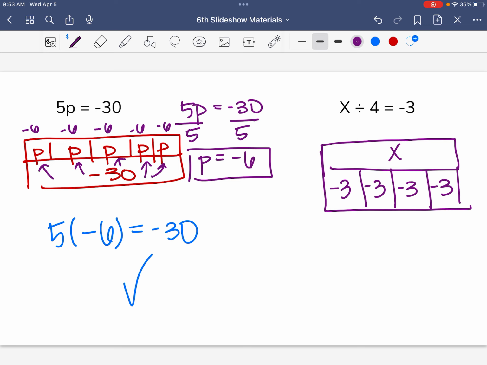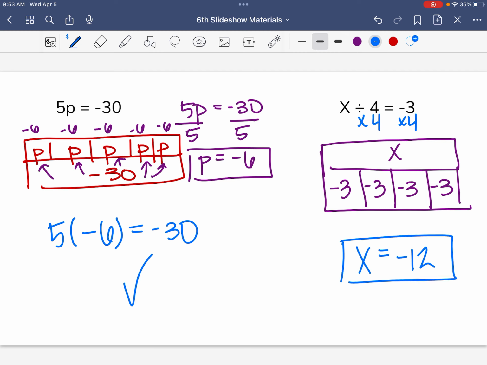So then to find my whole x, again, the inverse of division is multiplication. I just need 4 groups of negative 3. So when I multiply by 4, I get that x is equal to negative 12. And again, I could plug it in and check. Negative 12 divided by 4 does give me that negative 3, and my solution is verified.